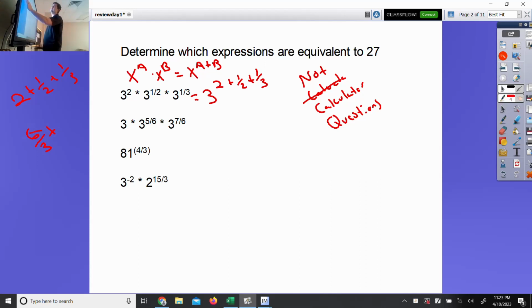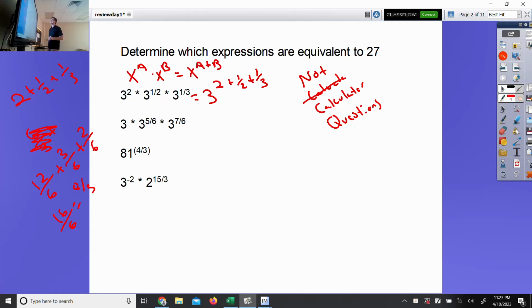Oh, sorry, I ain't even doing that. I need to be thinking about over 6. 2 is going to be 12 over 6. 1/2 is going to be 3 over 6. And 1/3 is going to be 2 over 6. And if I take that string of numerators, 12, 3, and 2, and put them together, I get 16 over 6, which doesn't reduce very well. That's what, 8/3 power? All right, that's not going to be it.